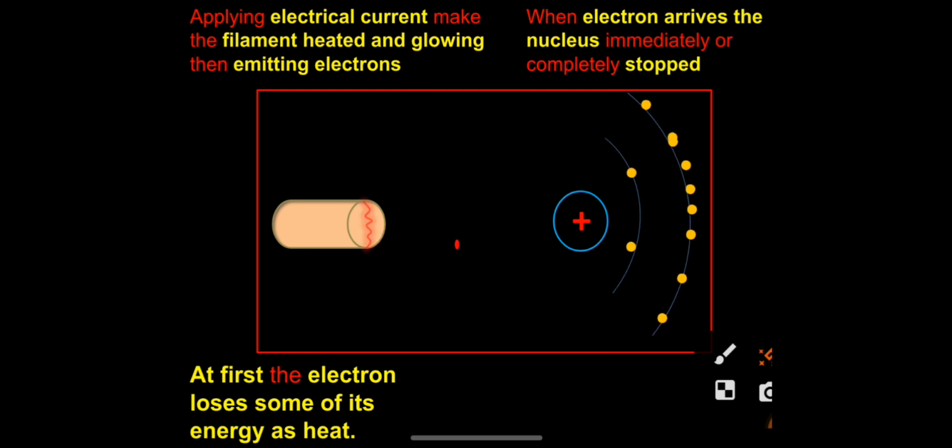When the electron arrives at the nucleus, it immediately or completely stops or decelerates. At first, the electron loses some of its energy as heat because of the interaction of the electron with the outer electron shells in the atom.